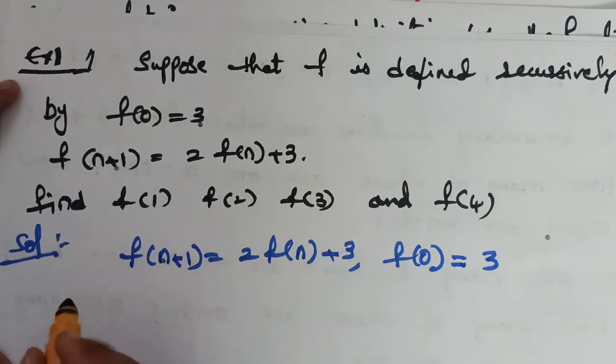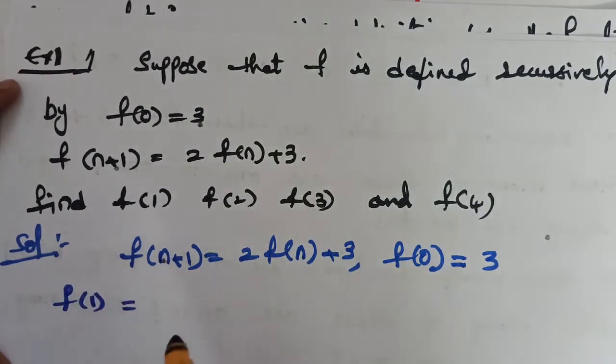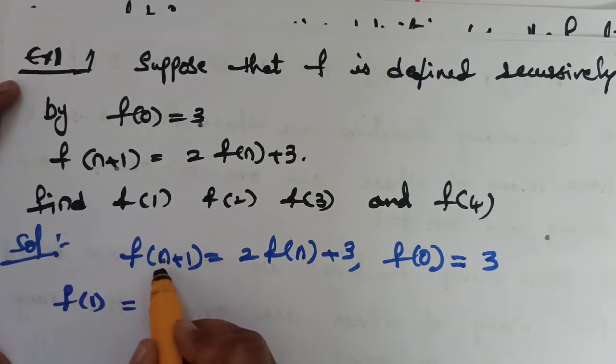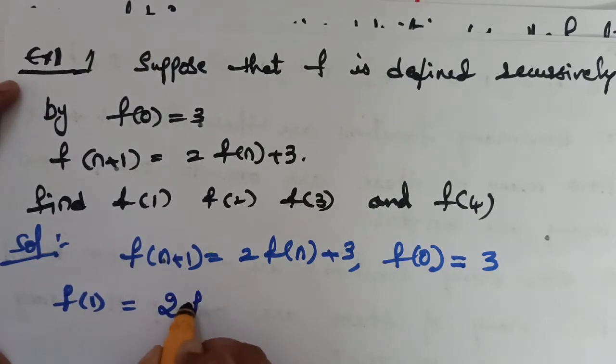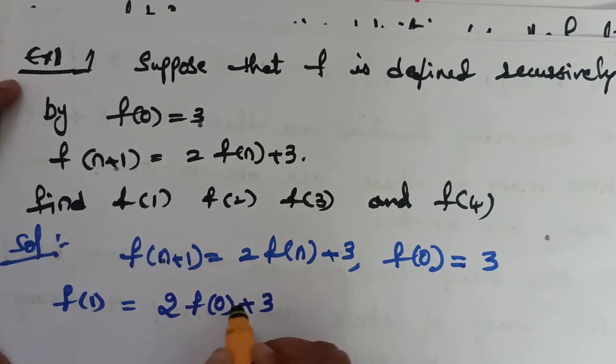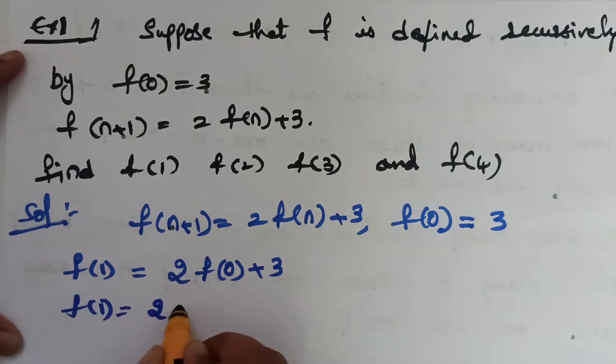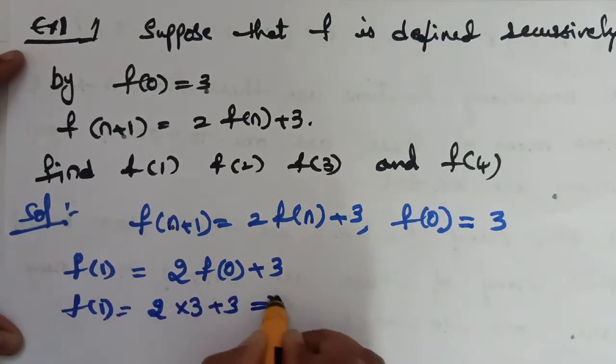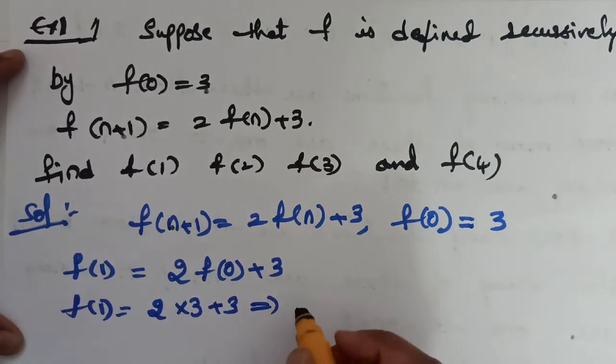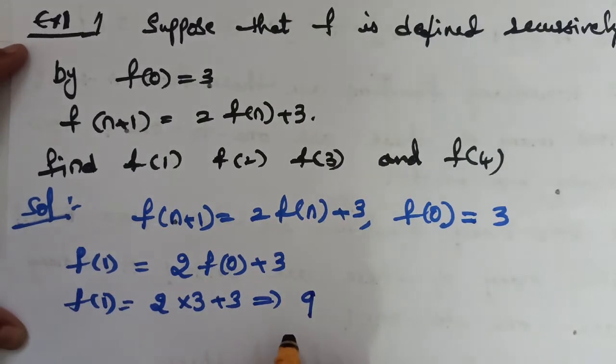Okay, f of 1 is equal to, how do you get this f of 1? By substituting n equal to 0. When I substitute n equal to 0, you get f of 0 plus 1, which is f of 1. So this is equal to 2 into f of 0 plus 3. This is f of 1 equal to 2 into, where f of 0 is 3, 2 into 3 plus 3. 2 into 3 is 6, plus 3 is 9. Therefore, f of 1 is 9.